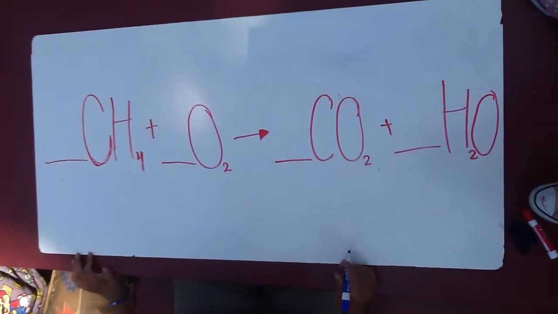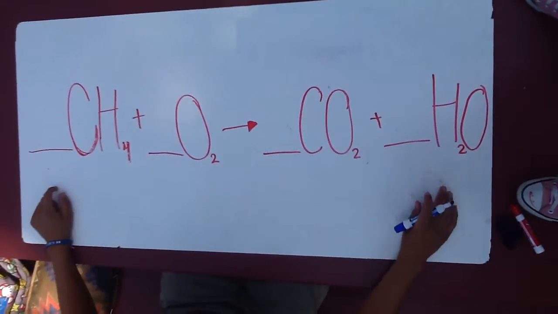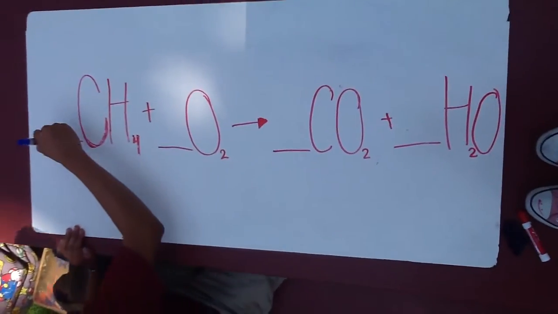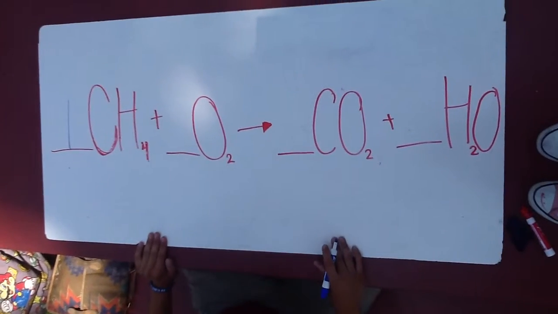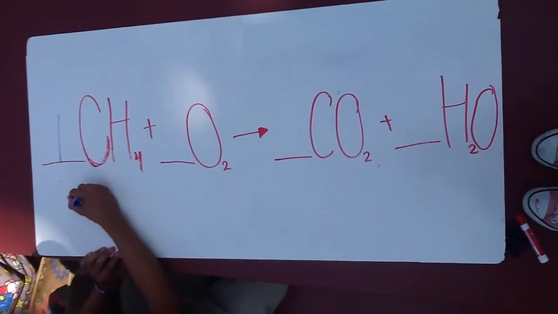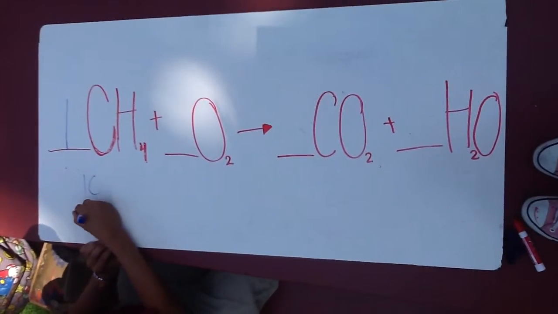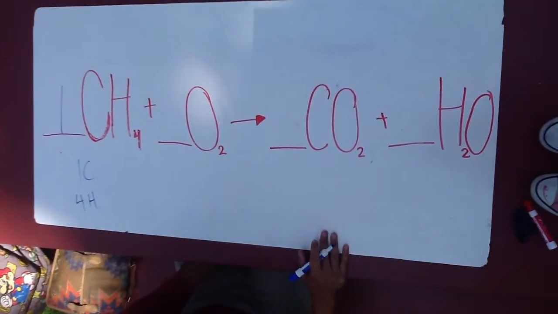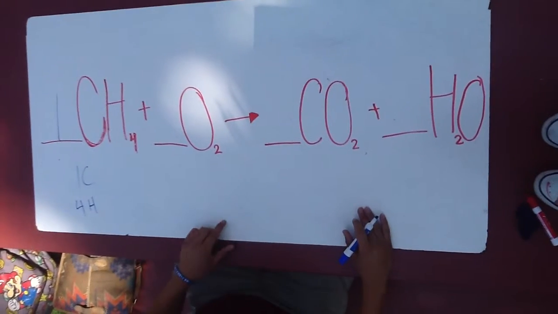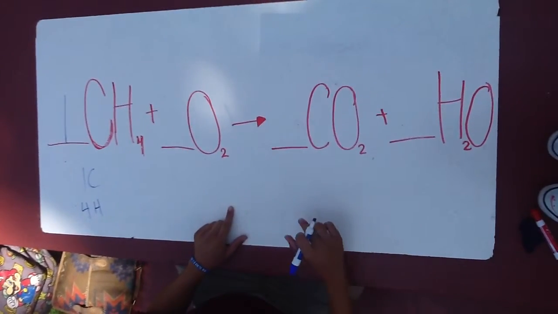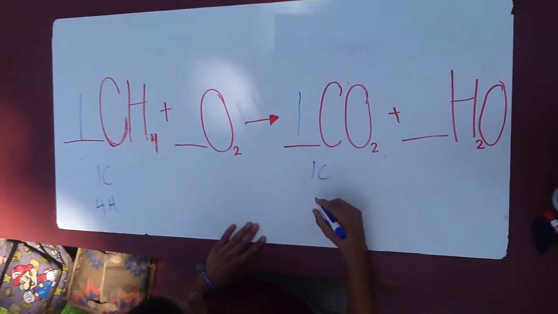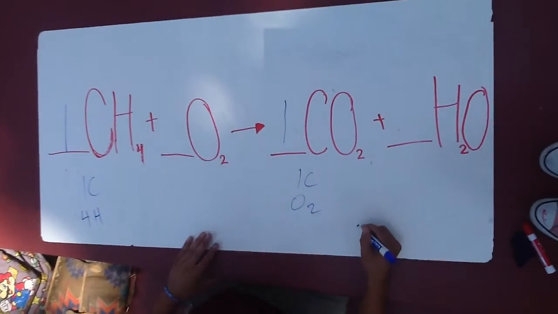So in this case, our two biggest equations are on the left and right side on the opposite end. So we'll start with the left side. So I'll put a 1 right here because it's the biggest. And that would equal 1C and 4 H's. Now let's balance out the C. So let's put 1C because we only have 1C. And now you have O2.